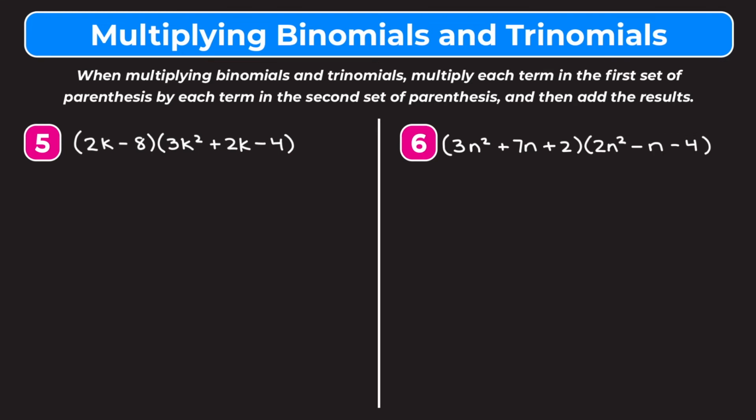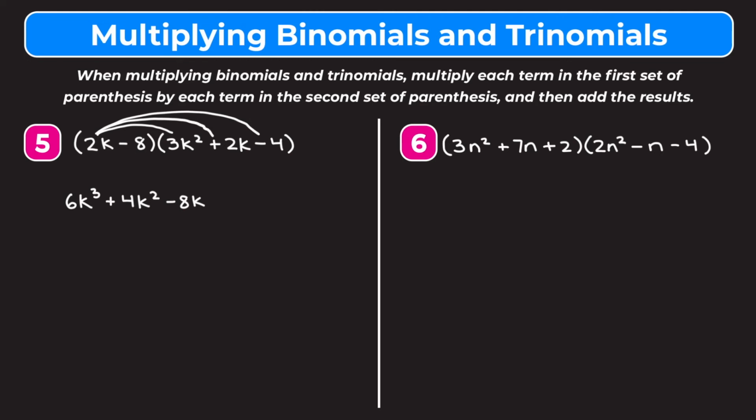So we're going to start by taking this 2k in the first set of parentheses, multiplying it by everything in the second set. So 2k times 3k squared is going to be a 6k cubed. Now we multiply 2k by 2k, which is just 4k squared. And we multiply a 2k by a minus 4, which is going to be a negative 8k.